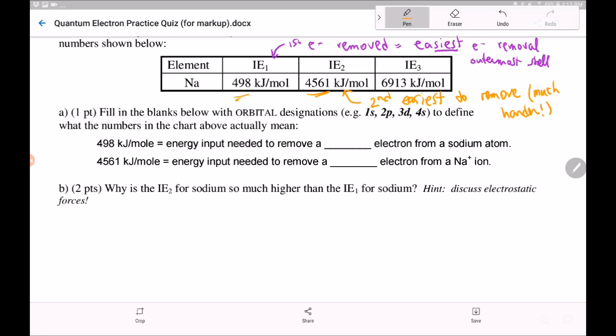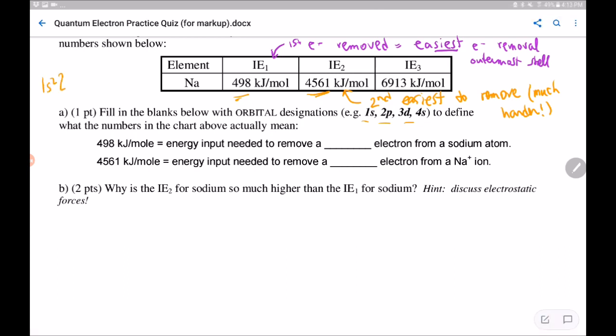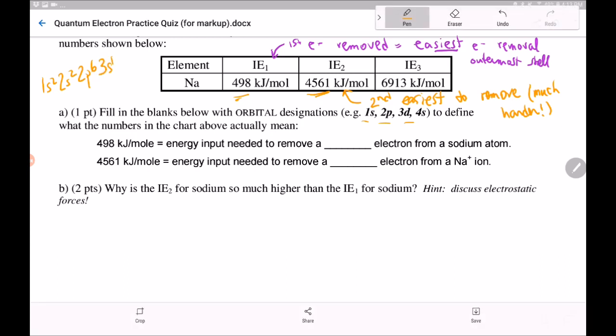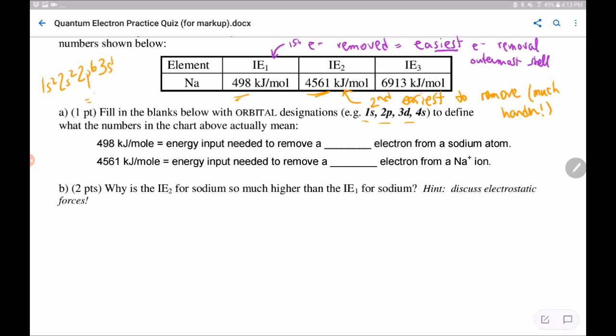So this says fill in the orbital designations, 1s, 2p, etc., to define what the numbers mean. So let's do that for sodium. Sodium's pretty easy: 1s2, 2s2, 2p6, 3s1. That's 11 electrons, which is what sodium has.